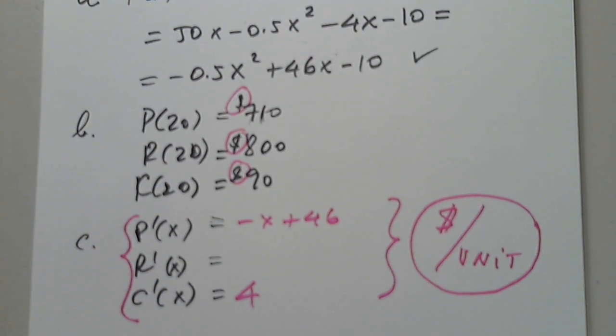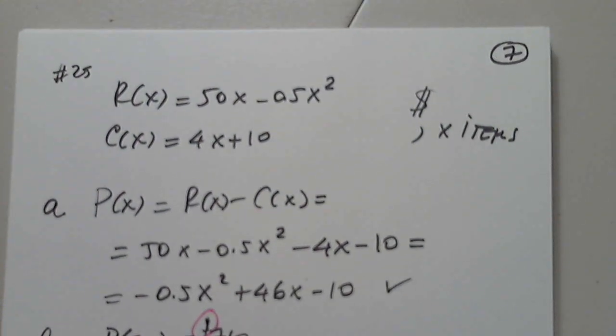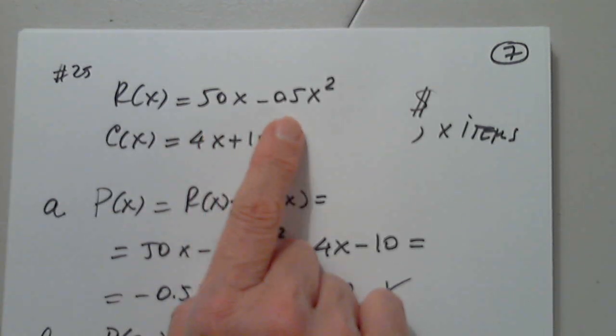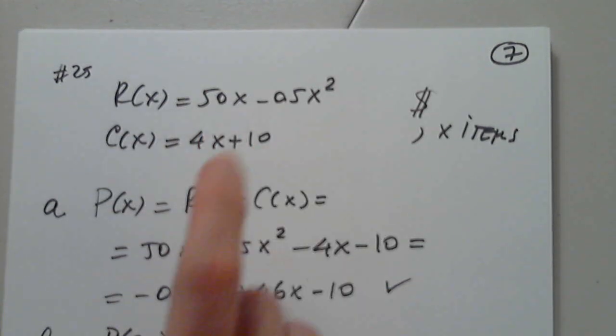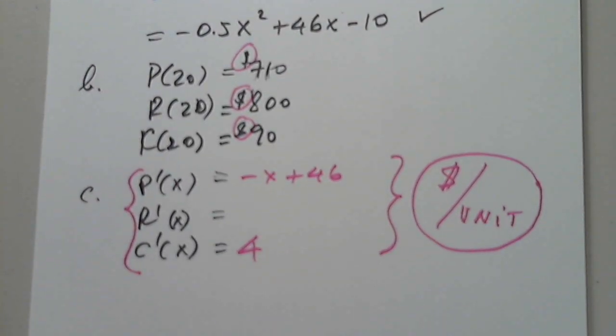I can't see the equation for the revenue. I can see it now. Yes, 50x minus 0.5x squared. And then we move on to D.